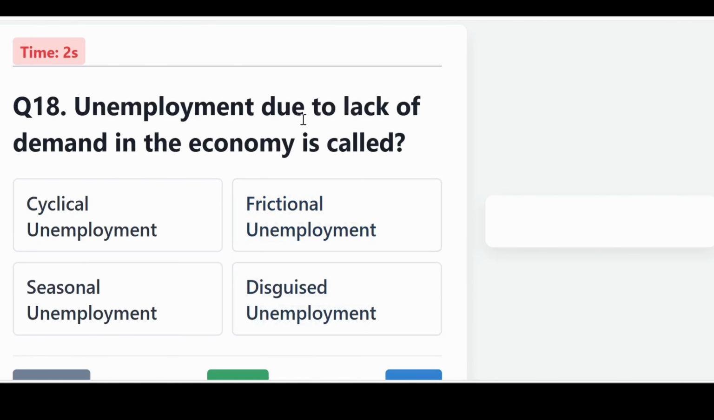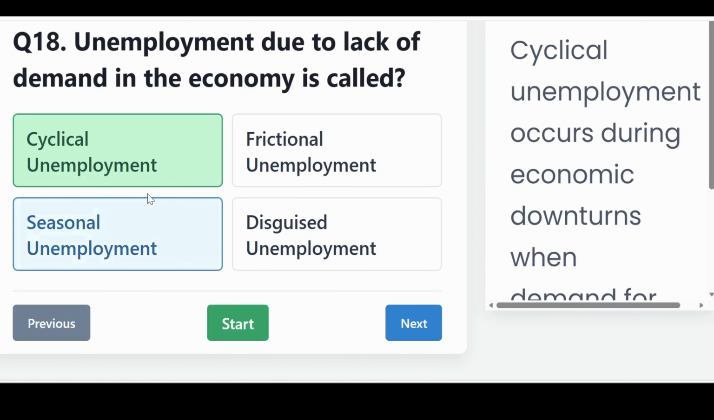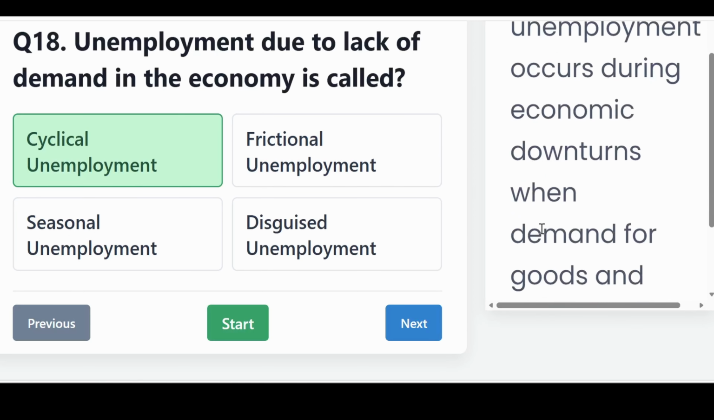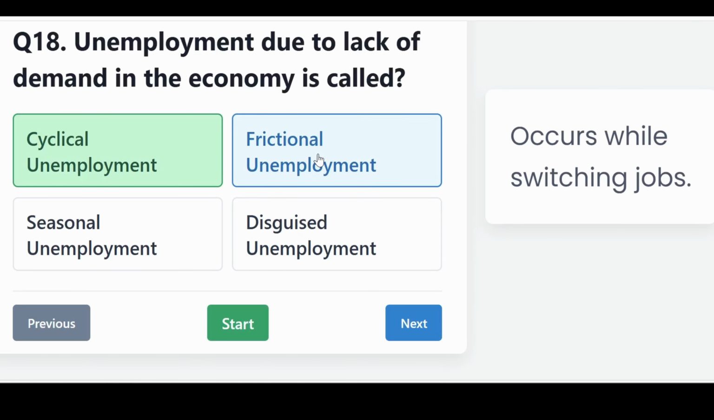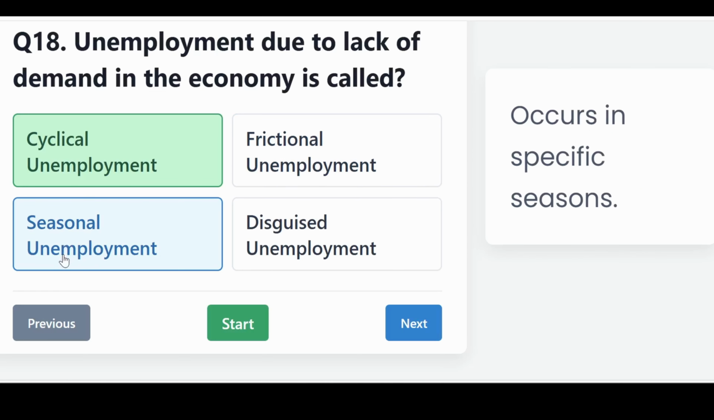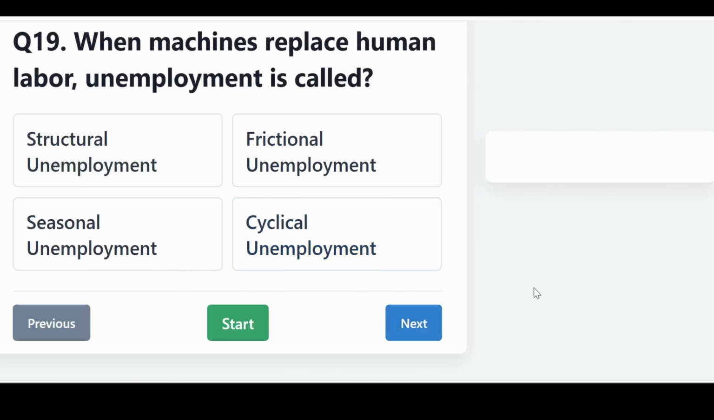Unemployment due to lack of demand in the economy is called, is it cyclical unemployment, frictional unemployment, seasonal unemployment, or disguised unemployment? The correct answer, cyclical unemployment, occurs during economic downturn when demand for goods and services decreases. Frictional unemployment occurs while searching or switching for jobs. Seasonal unemployment occurs in a specific season, and disguised unemployment means more workers than needed.